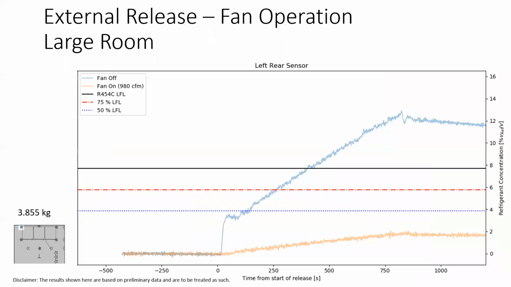Now the scale here does change because once again, we don't have that door opening, but what we can see is with the fan off and with it on, we see significant differences between those. We certainly see a concentration difference from the start of the test to the end of the test with both conditions. But with that fan on, we see a value below 50% of the LFL. Now this specific sensor is located away from the direction that the fan was blowing, as well as the furthest sensor away from the discharge location itself.